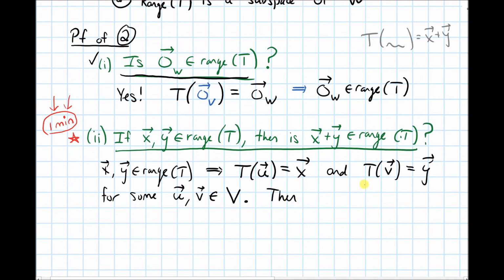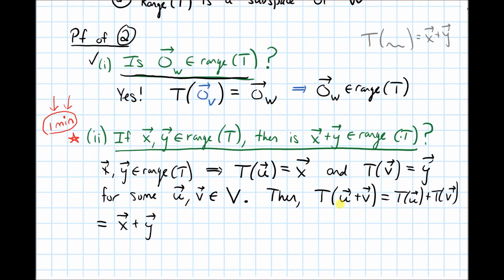Then, if we take T of u plus v and simplify this, using the fact that T is linear, this is equal to T of u plus T of v. That's because T is linear. And we know what T of u is. T of u is x. And we know what T of v is. T of v is y. So we've just plugged something into T. We've plugged in u plus v to get out x plus y.